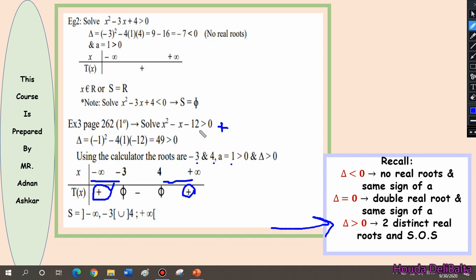If we have "or equal" here, then the solution is from minus infinity to minus 3 closed like this, union from 4 to plus infinity closed like this. But because we don't have "or equal," we put them as open intervals.